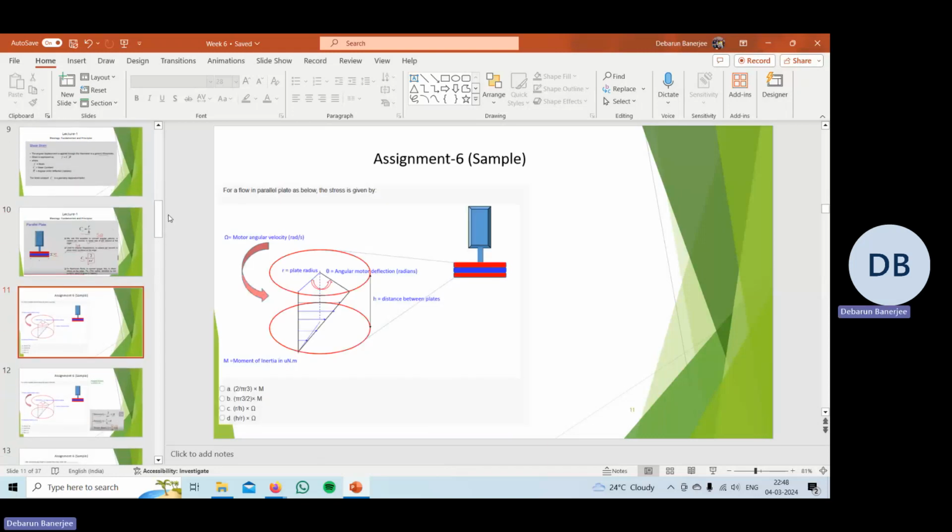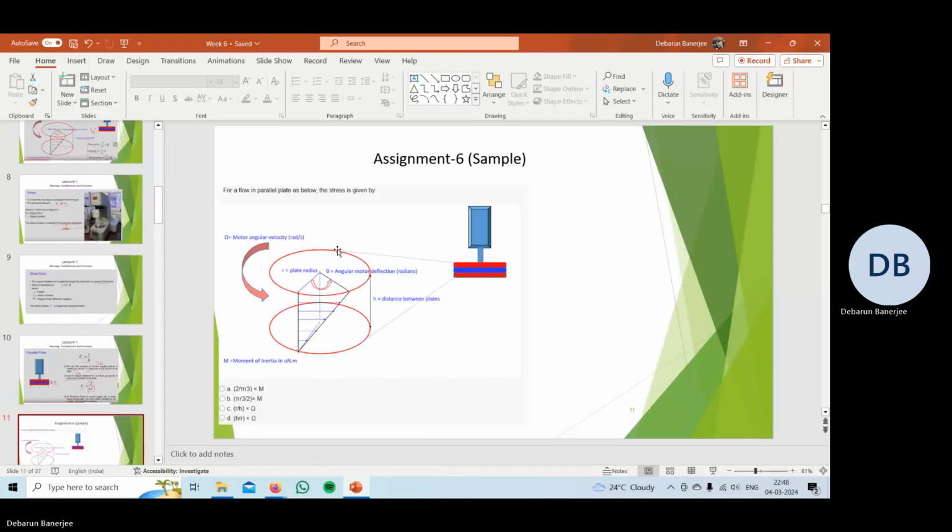So the first question of today's session is for a flow in parallel plate as shown below. The stress is given by 2 by pi r cube into M, or pi r to the power 3 by 2 into M, or r by h into omega, or h by r into omega.